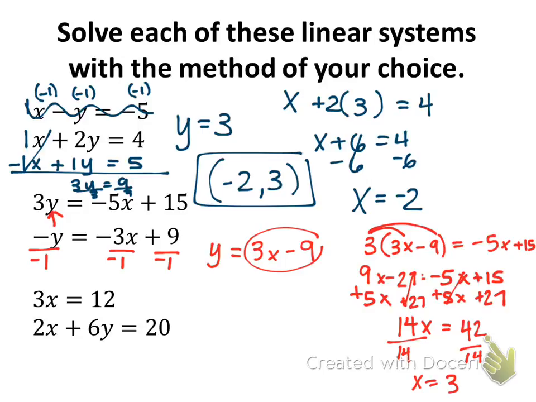Now I can take this and I can plug it back in and solve for y. So I'm going to do y equals 3 times 3 minus 9. Y equals 9 minus 9. Y is equal to 0. So then my answer is 3, 0.